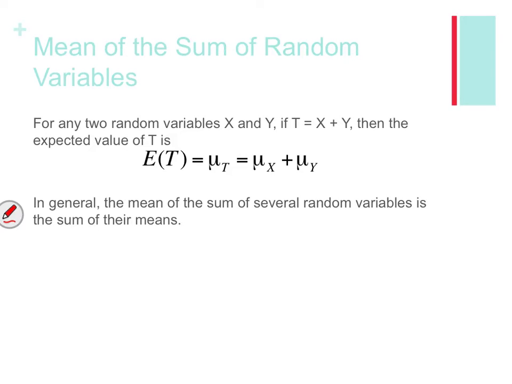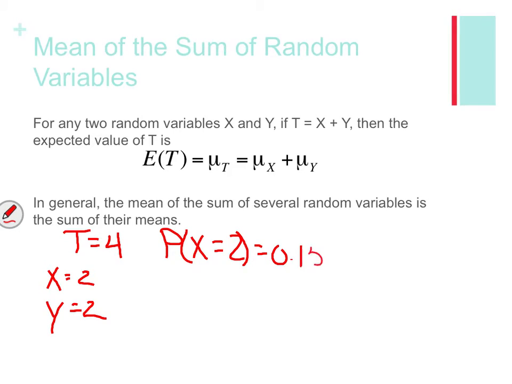So the only way to get a total of 4 passengers is if Pete has 2 passengers and Aaron has 2 passengers, right? So if I want T to equal 4, that means X equals 2 and Y equals 2. Okay. So we know that the probability that X is equal to 2 is 0.15, and the probability that Y is equal to 2 is 0.3. Okay? So if the events X equals 2 and Y equals 2 are independent, then we can multiply these two probabilities. Otherwise, we're stuck.